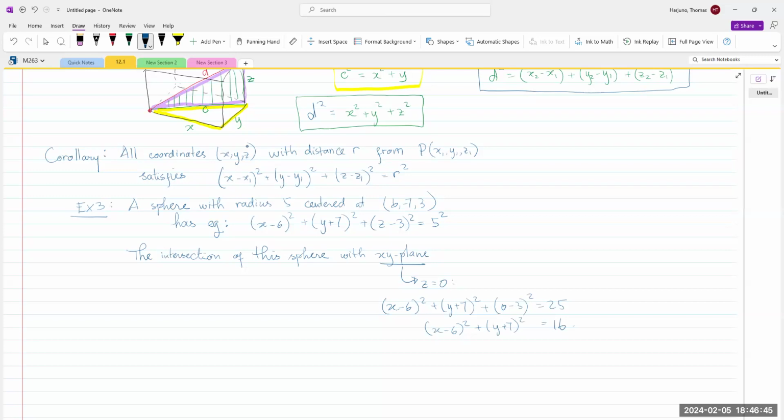Okay, so if we try to imagine that, let me draw it here. If we try to imagine that, the sphere is actually on this side here, approximately like this. This is the center with radius 5. Because the distance of this center to xy plane is only 3 units, and the radius is larger, the sphere definitely intersects xy plane.